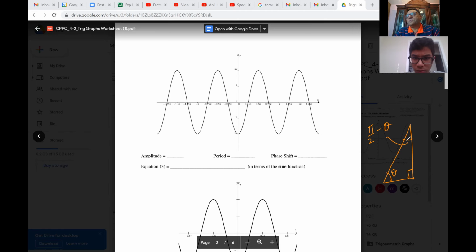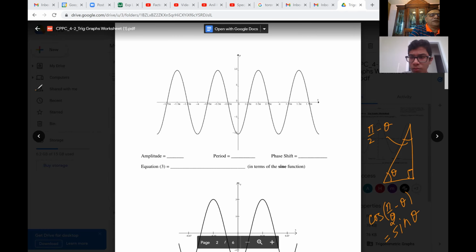So the cos becomes sine. So we have cos of pi by 2 minus theta, which is sine theta, right? That is how we work on these identities. So there's a phase shift of pi by 2 between the two.